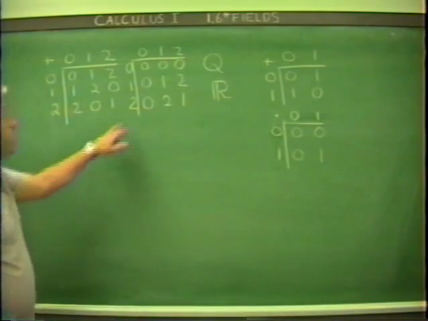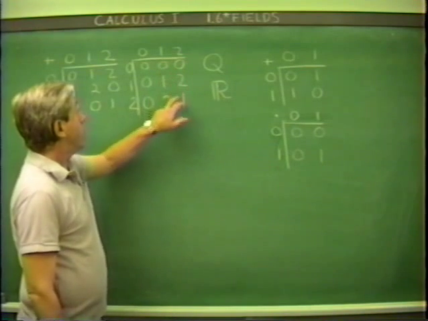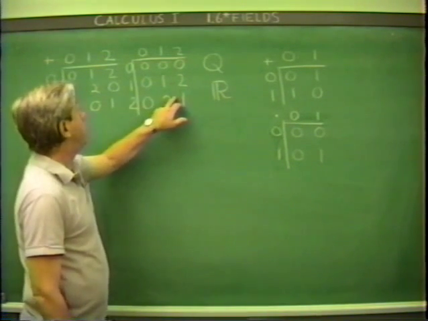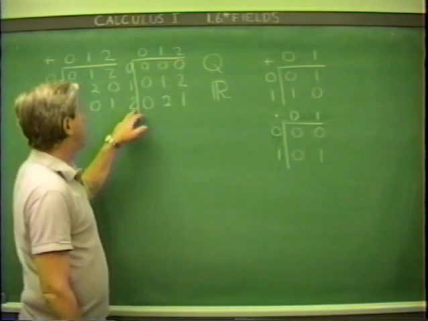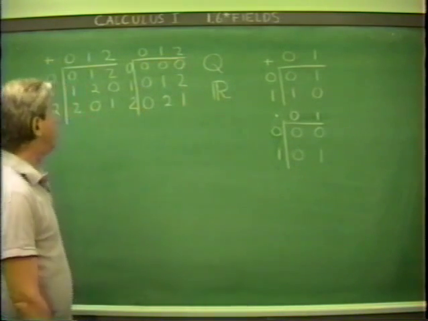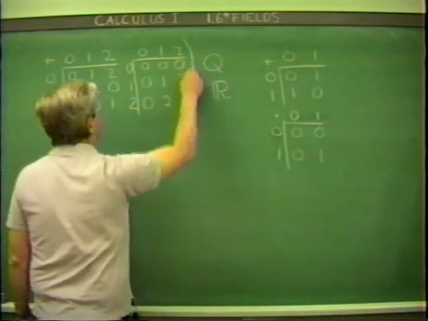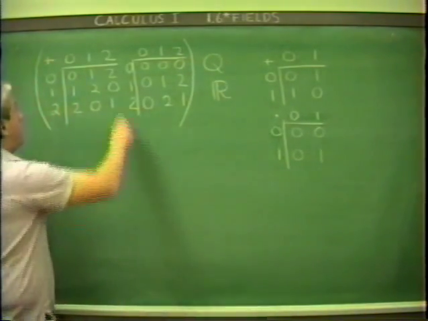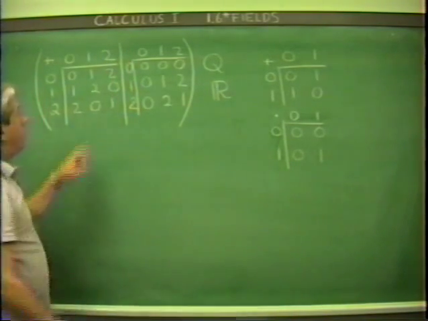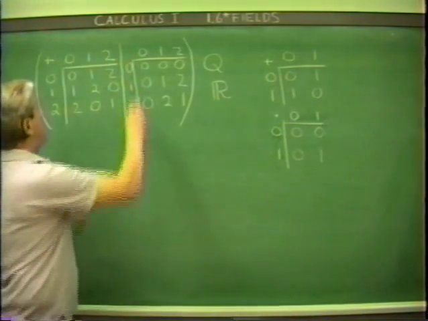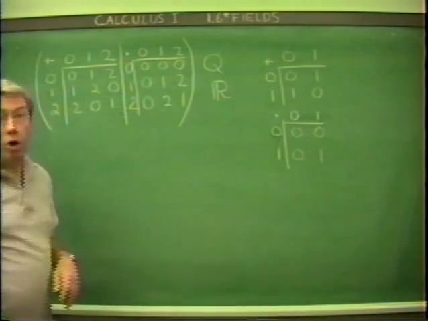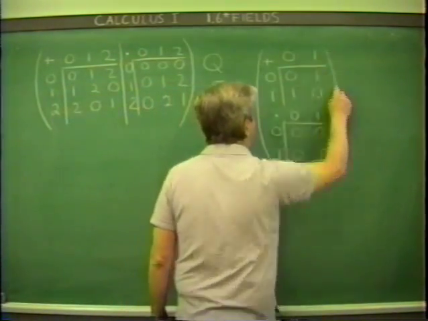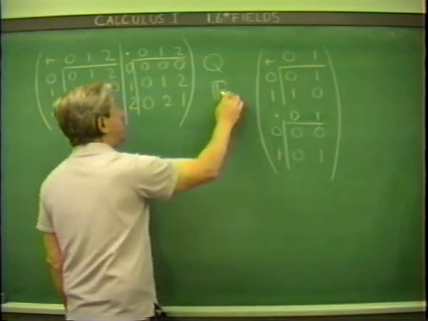So it's clear that 2 is its own multiplicative inverse here. 2 times 2 is what you have when you look for the multiplicative inverse of 2. Right? It's going to be 2. 2 times 2 is 1. Okay. So here's an example of a field. You can check that this addition and this multiplication here satisfy all the field axioms.